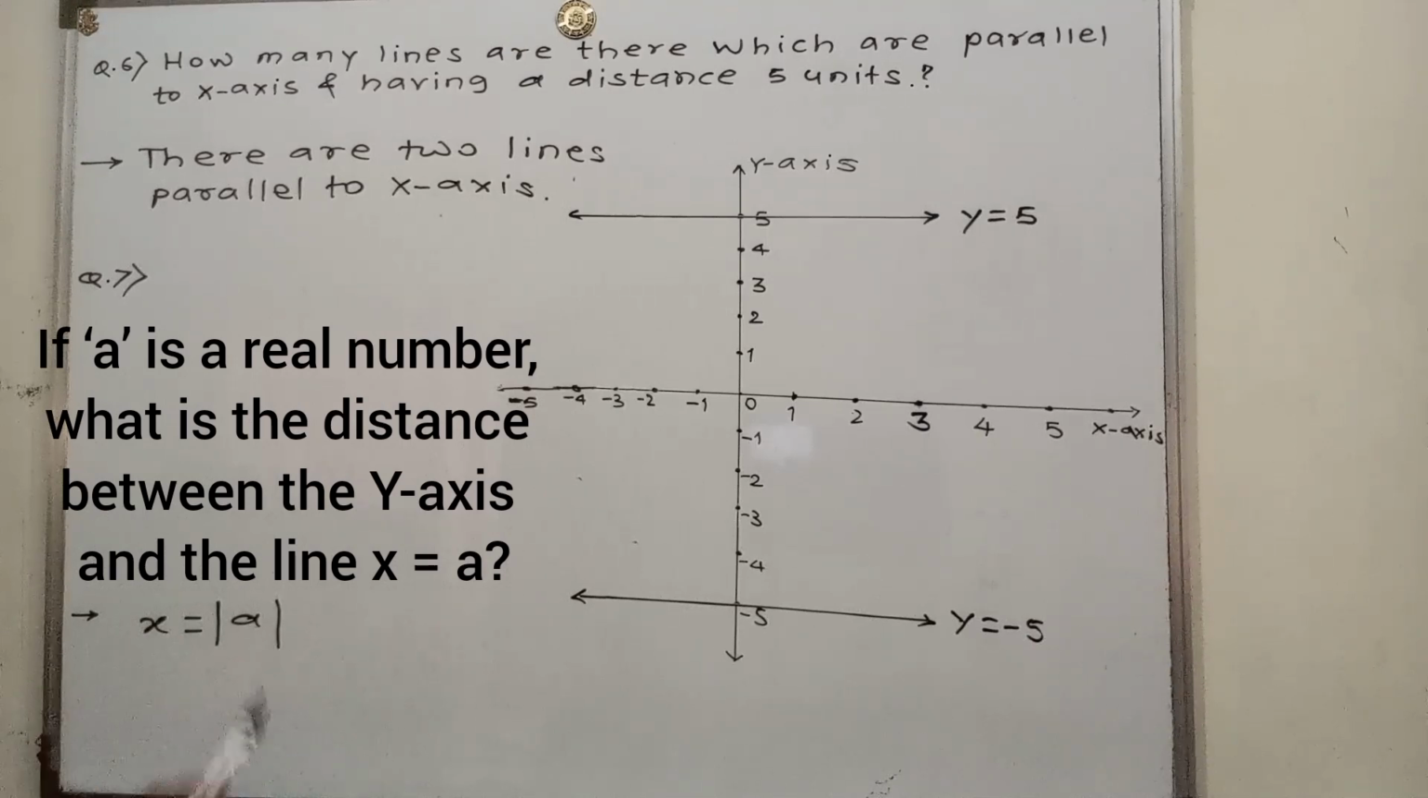Therefore, x is equal to mod A. This is the answer. What is the distance between the y-axis and the line x is equal to A? That is the distance. Did you get it? Means x is equal to mod A, or vertical lines. This is our answer.